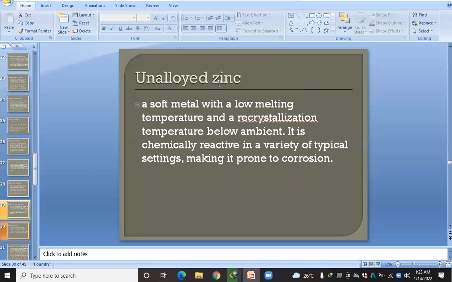And then unalloyed zinc, a soft metal with a low melting temperature and crystallization temperature below ambient. It is chemically reactive in a variety of typical settings, making it prone to corrosion.